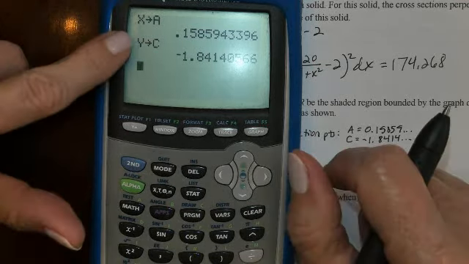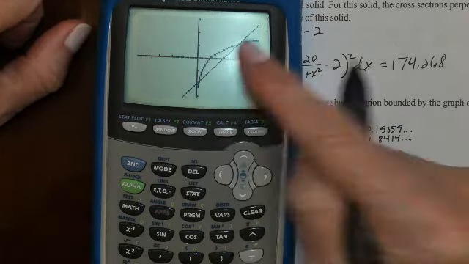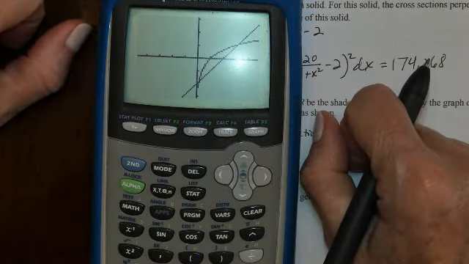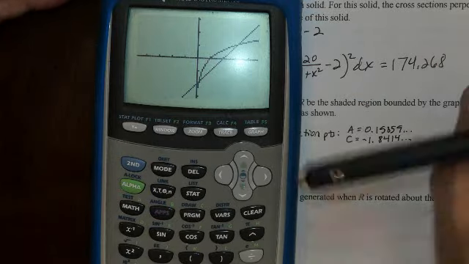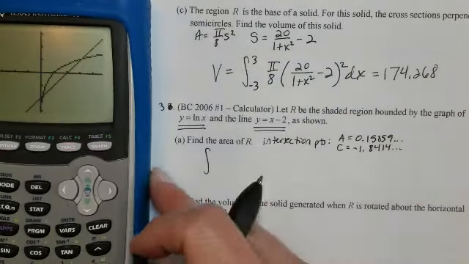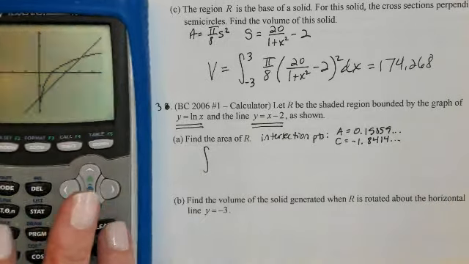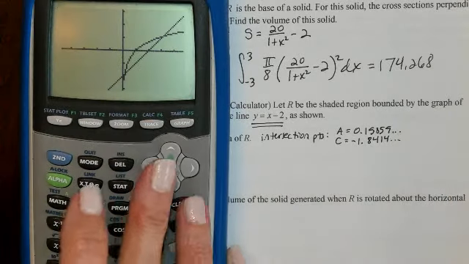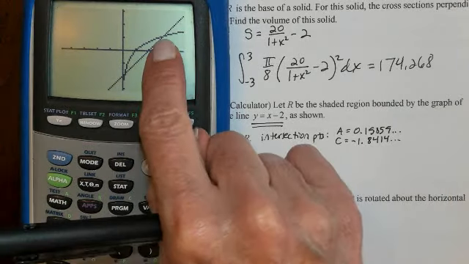X and Y will change as soon as I trace to another point. So the calculator values will change as you move on your graph. But the A and C and all the other letters will stay what they are until you're ready to change them yourself. Okay, we need this other intersection point.